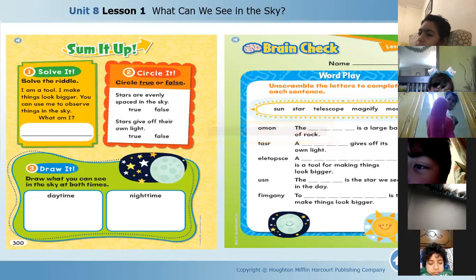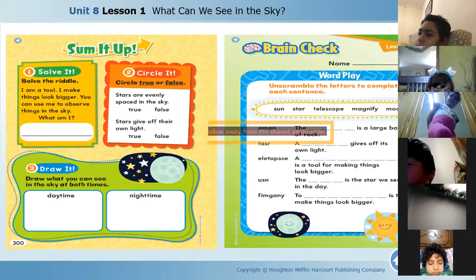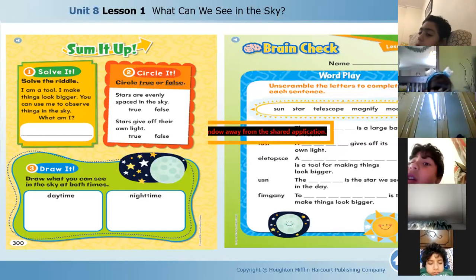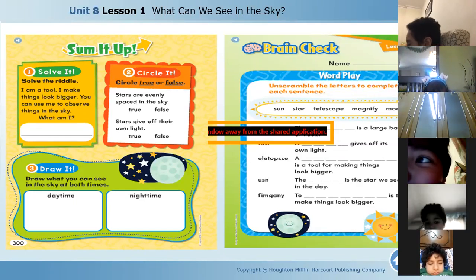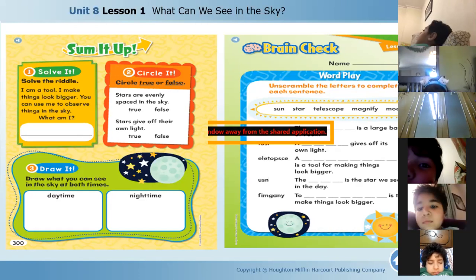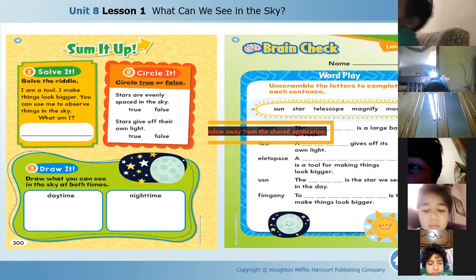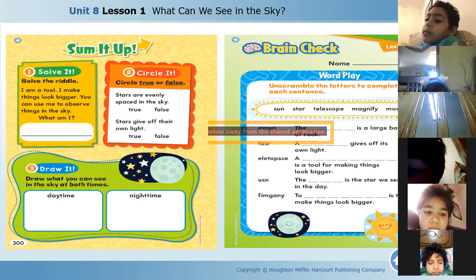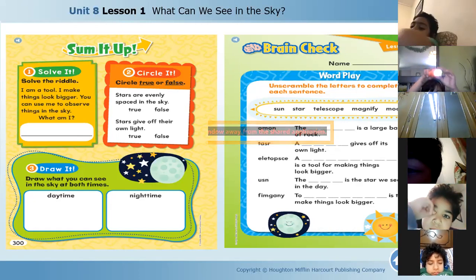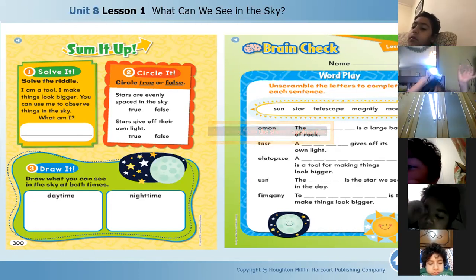Yasin, the blank is the star we see in the day. Sun or moon? What is the star that we see in the day? A big star that we see in the day. Sun or moon? The yellow.